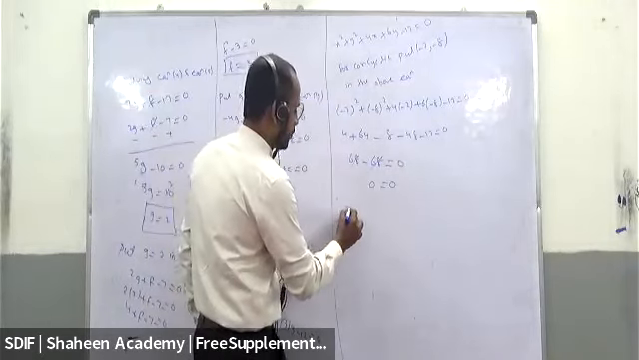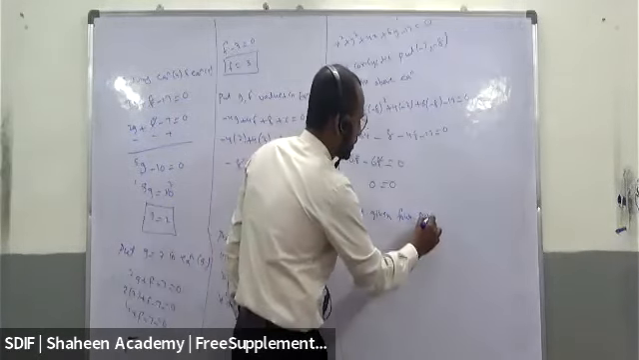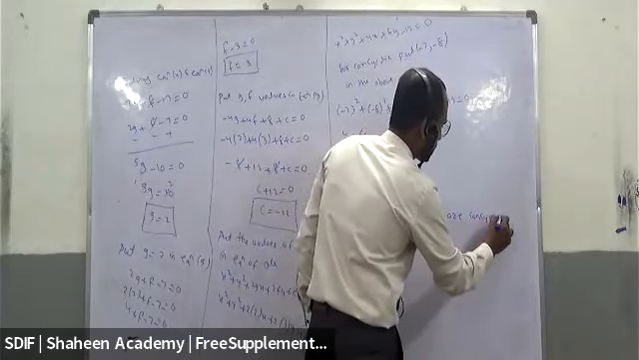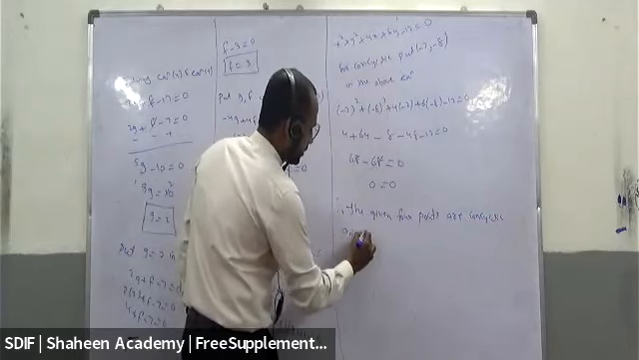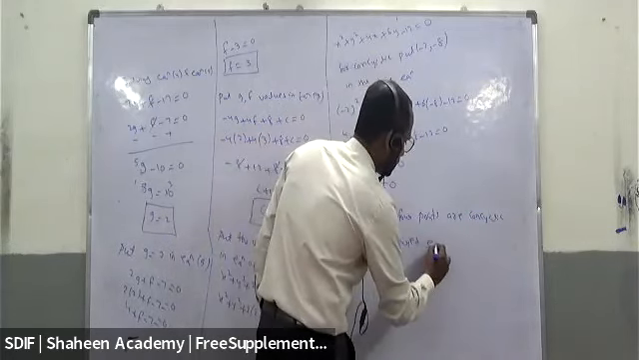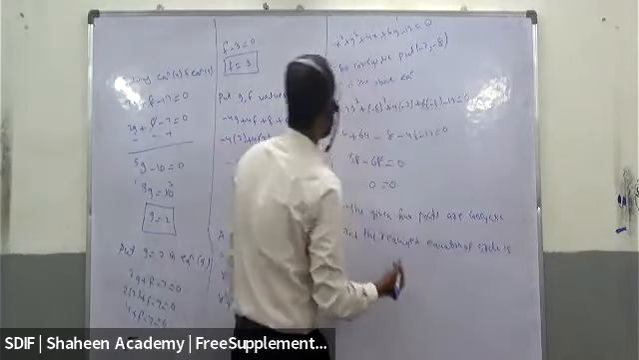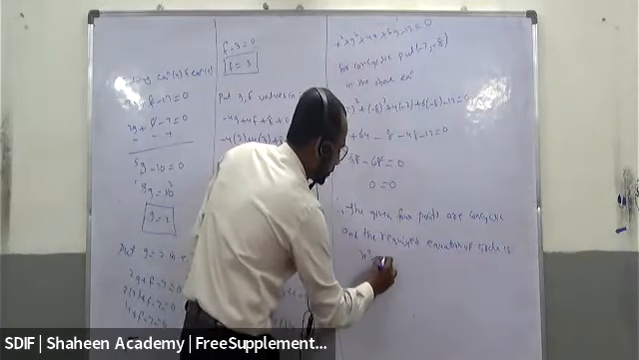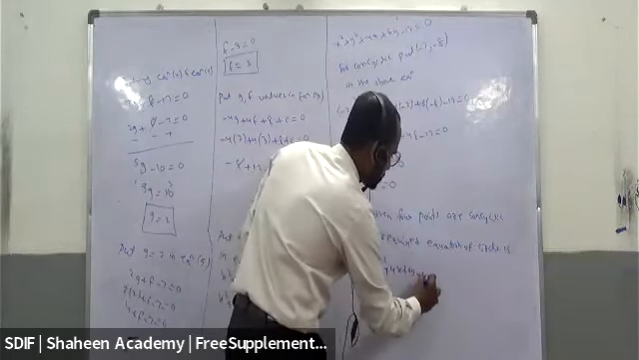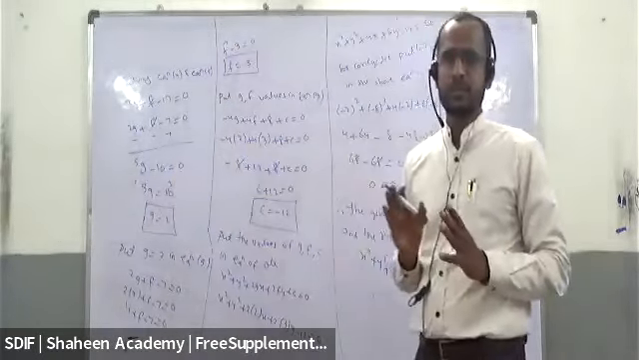Therefore, the given 4 points are concyclic, and the required equation of circle is x square plus y square plus 4x plus 6y minus 12 is equal to 0. So this was the solution for the concyclic.